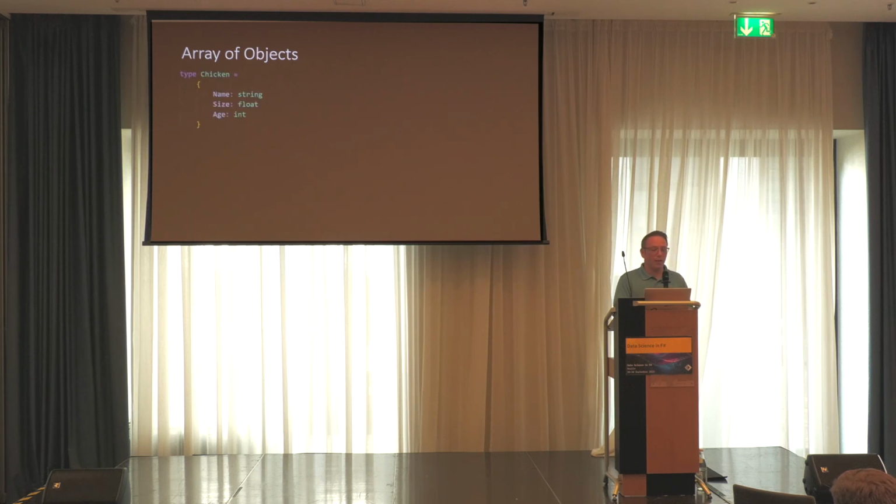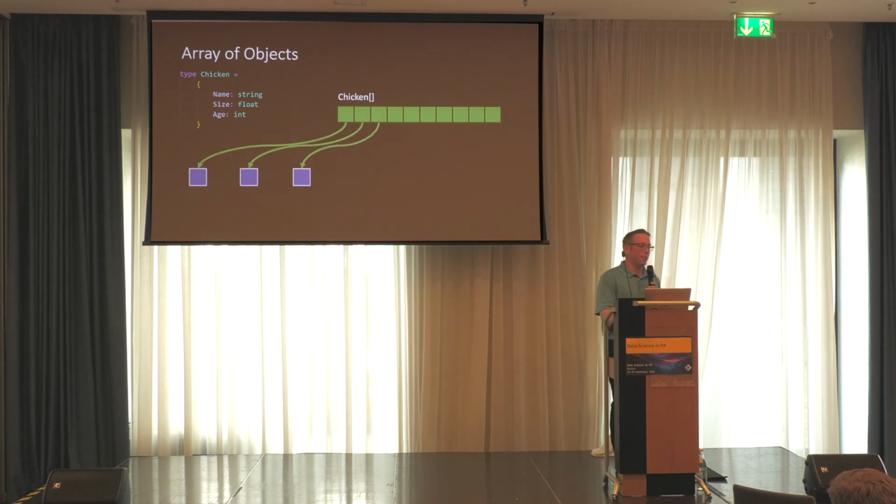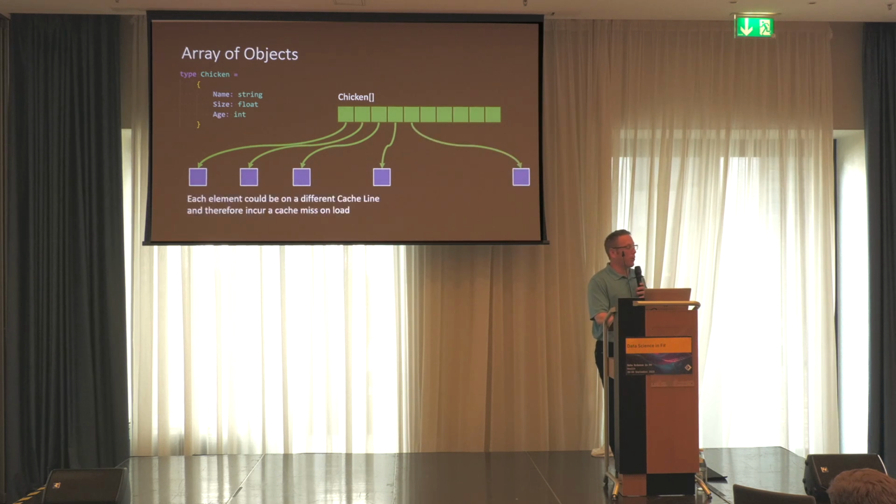Again, we have chicken, and let's say we have an array of chickens. Now, in this case, what's going to happen is each of those elements is going to be another object somewhere out in the heap. Again, the garbage collector is not aware of your memory access patterns, so it could very easily throw those all over the place, which means each time you need to look up a chicken, you are going to incur a cache hit, which is extremely expensive, as we saw before.